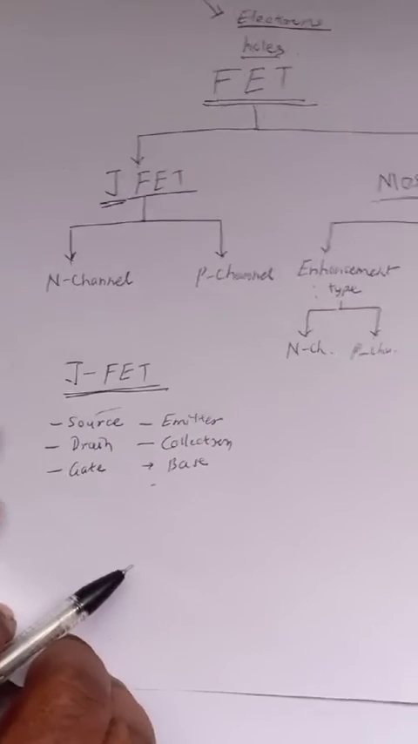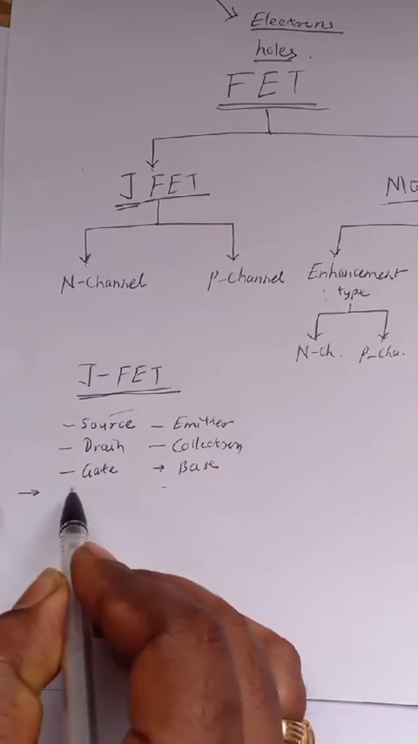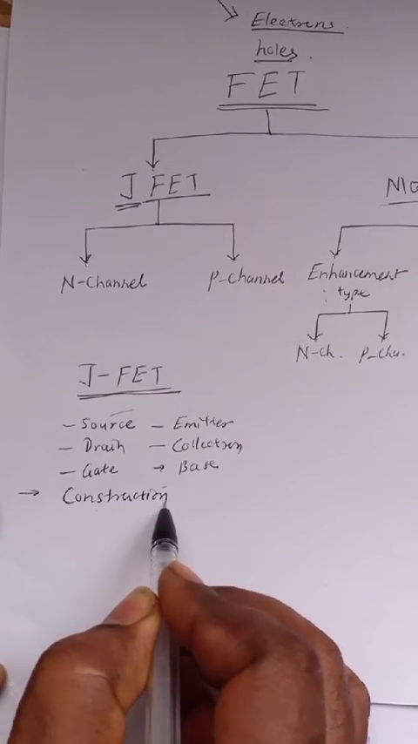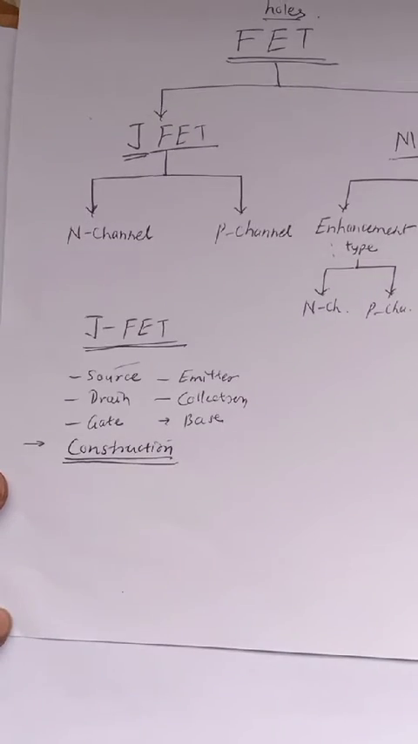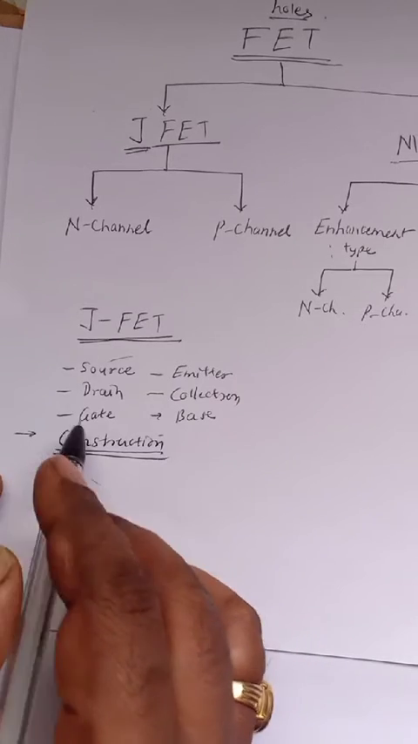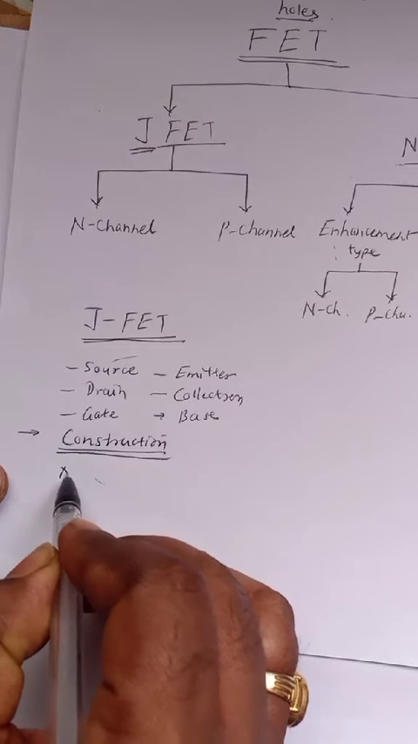So let us see the construction of the JFET, how this JFET is constructed. There are two types, N channel and P channel, we know that. So let us see the construction of the N channel.